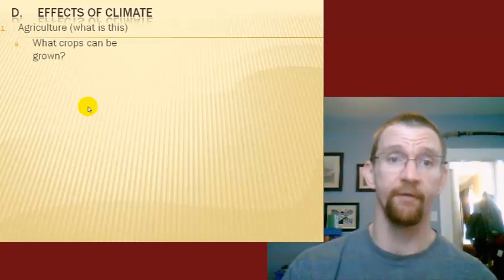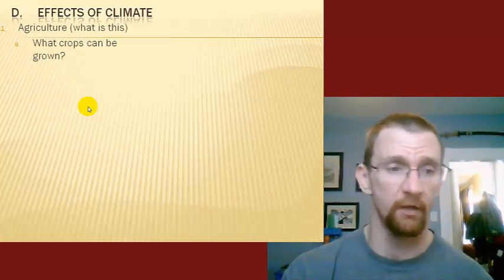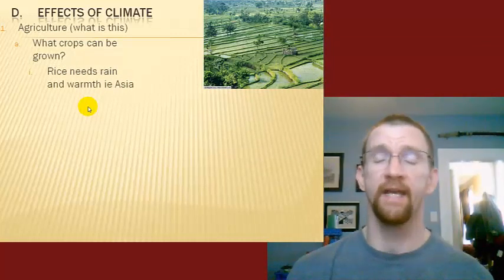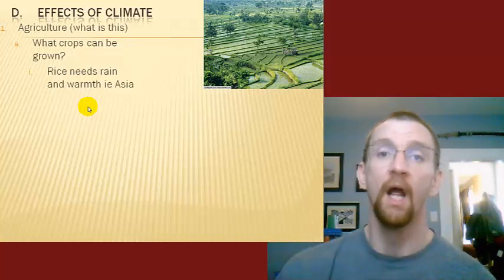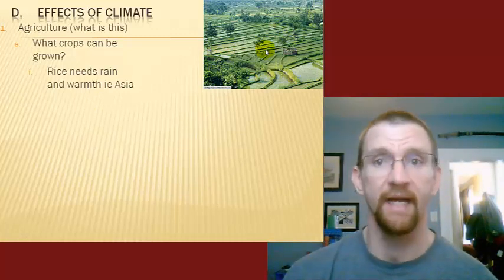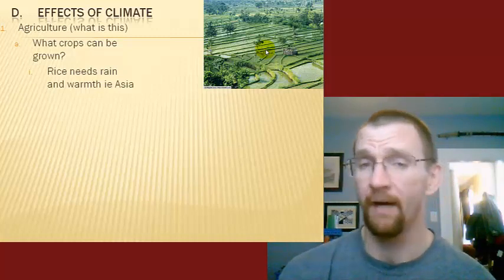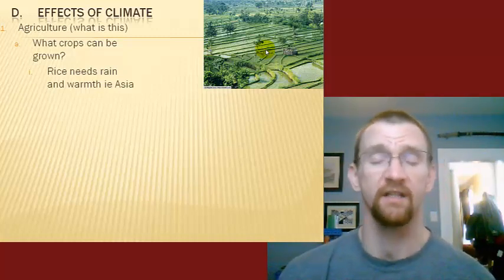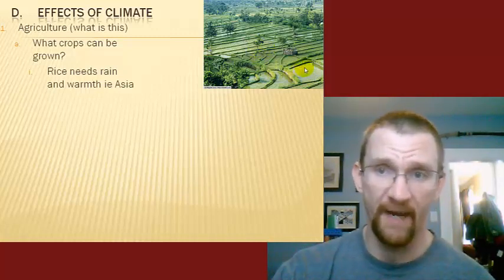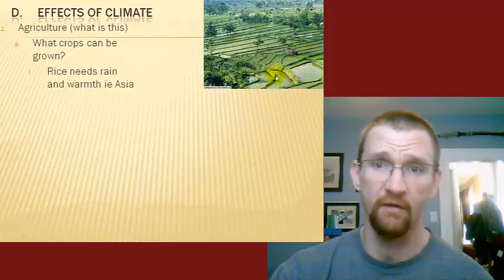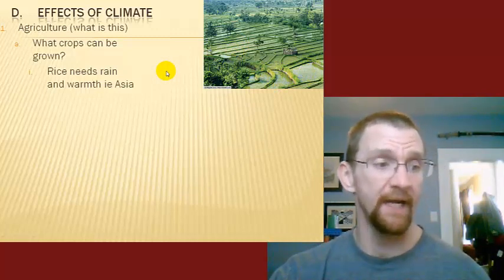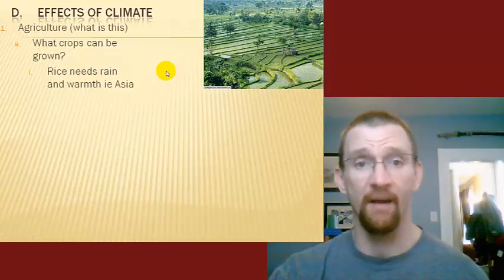For example, it really affects what kind of crops can be grown in an area. One example of this is rice, which needs lots of rain and really warm weather. That's why a lot of rice is grown in Southeast Asia, because it's a warm, moist climate with lots of rain, so it's really good for growing rice. Texas, by the way, is also very good for growing rice. South Carolina used to be really known for its rice plantations, among other things. You see the rice paddies, and there's something else here called terrace farming, but you see the fields are flooded, and that's how they grow the rice. So rice needs lots of rain and warm weather to grow, so it became a primary crop in Asia.